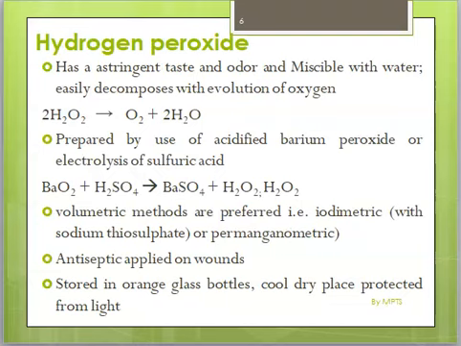The other compound is hydrogen peroxide. It has a stringent test. It decomposes with evolution of oxygen, and is prepared by acidified barium peroxide or by electrolysis of sulfuric acid. Here you can get the mechanism. It is assayed using the iodometric method. As I said earlier, we are going to have another presentation on all titration methods. It is an antiseptic, so it is used on wounds.